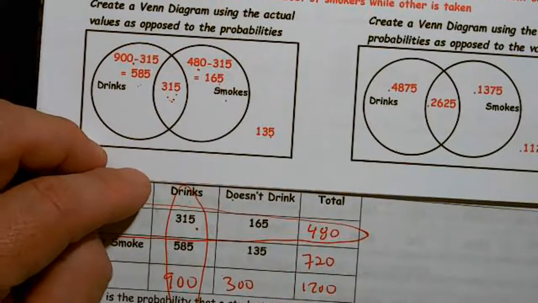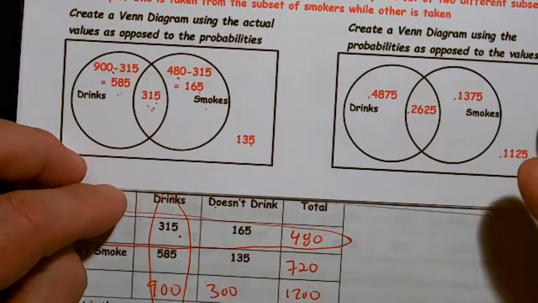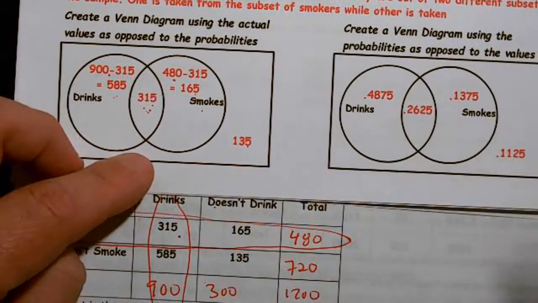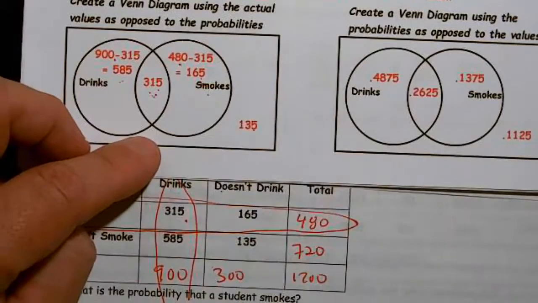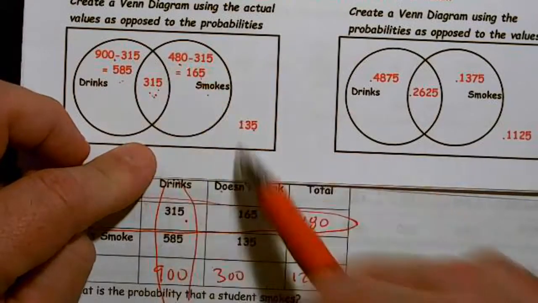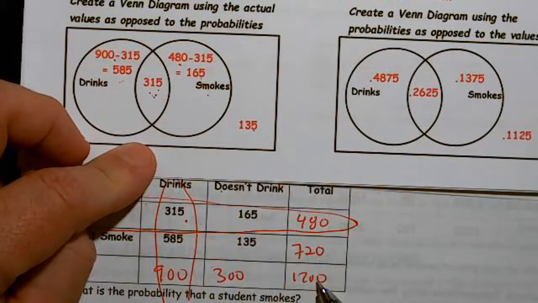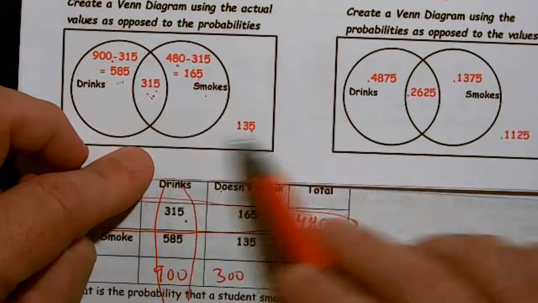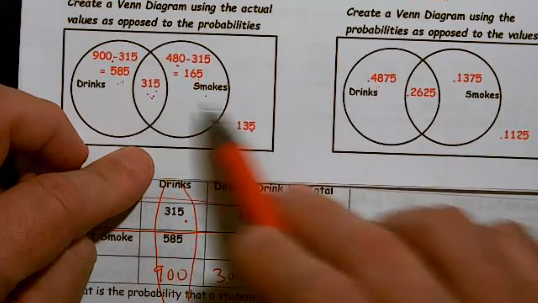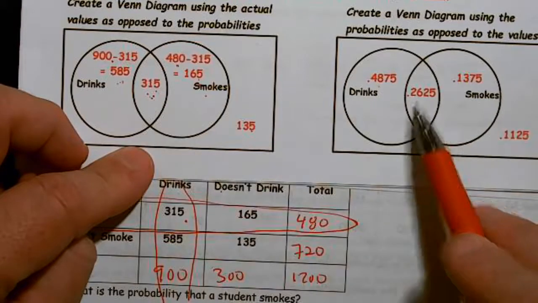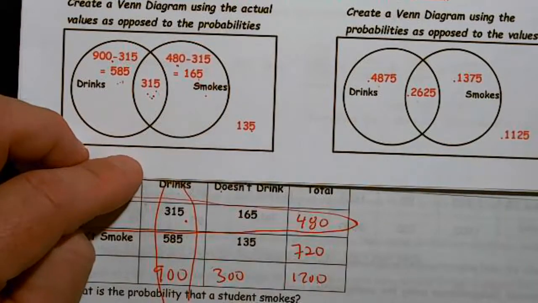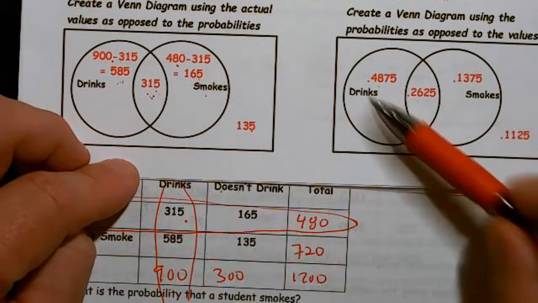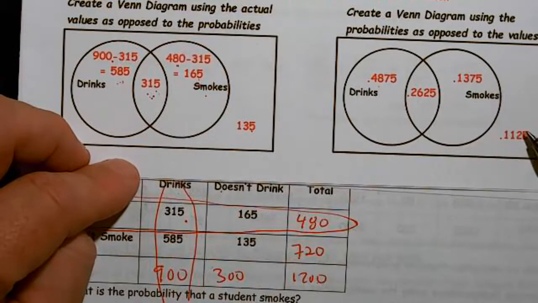So then, how do we get the probabilities? Well, to get the probabilities is very easy. All we did was take these values and divide by the sample size, which is 1,200. So if I take the 585 divided by 1,200, I get this. The 315 divided by 1,200, I get this, and so on and so forth. Please remember, it has to be a valid probability distribution, so all of these values together have to sum to one whole.